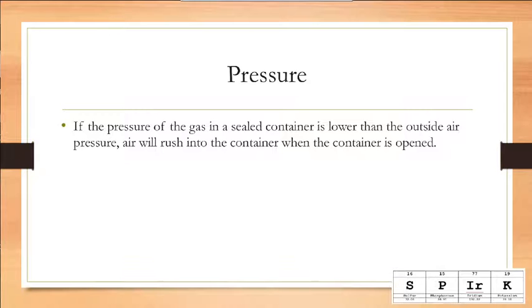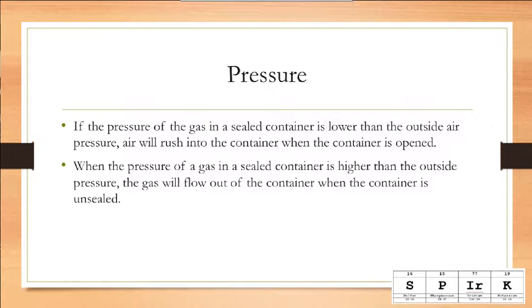So now we're on to pressure. If the pressure of the gas in a sealed container is lower than the outside air pressure, air will rush into the container when the container is opened. When the pressure of a gas in a sealed container is higher than the outside pressure, the gas will flow out of the container when the container is unsealed. Think about when you open up a bottle of pop or a can of pop. When you open it, the pressure inside the can or the bottle is a lot higher than the air pressure outside, which is why we hear that gas escaping from the can as quickly as it can.